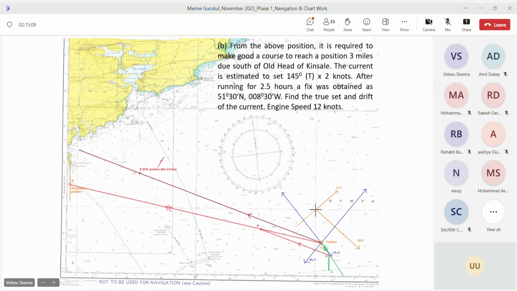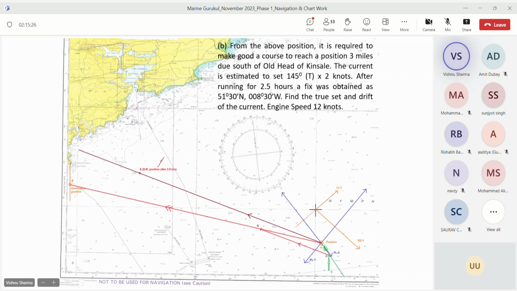Is this point E the DR after 2.5 hours? Yes or no? Yes, sir. Class, please let me know if there is any concern about it. No, sir. Clear. E is the DR after 2.5 hours.